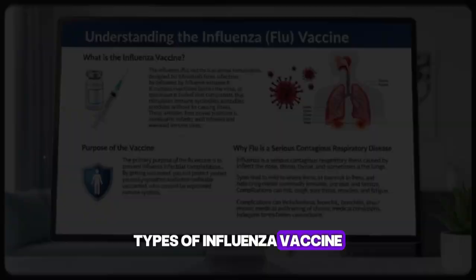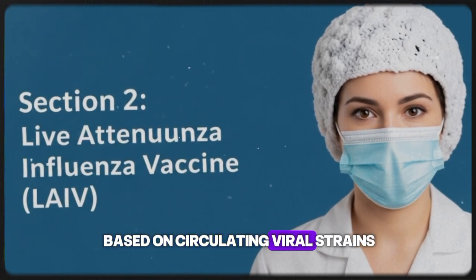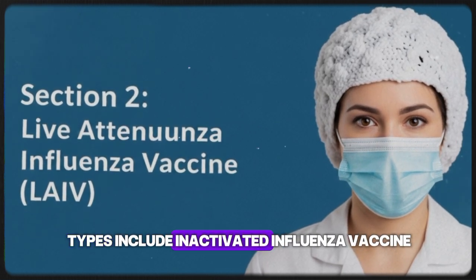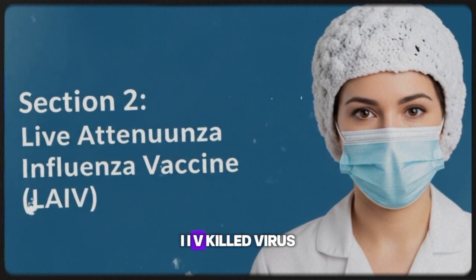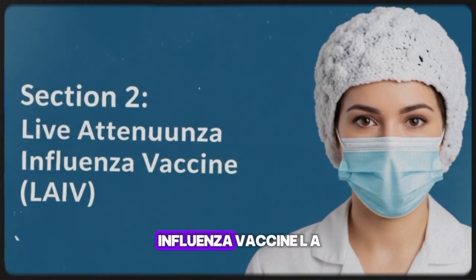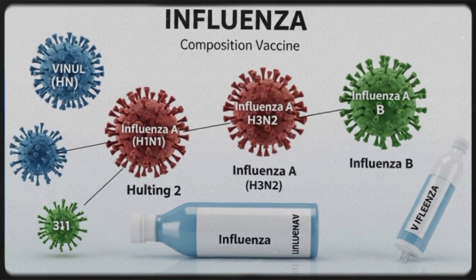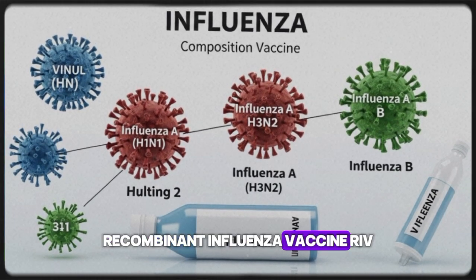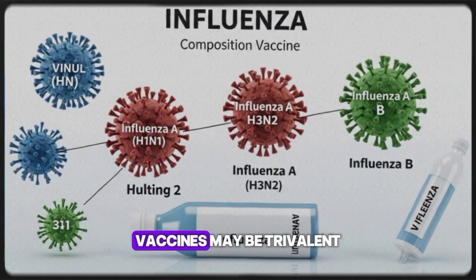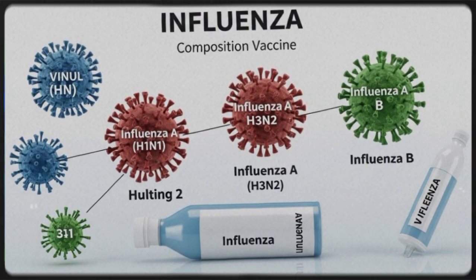Types of influenza vaccine. Influenza vaccines are prepared based on circulating viral strains each year. The main types include: Inactivated influenza vaccine, IIV, killed virus, most common. Live attenuated influenza vaccine, LAIV, weakened live virus, nasal spray. Recombinant influenza vaccine, RIV, produced using recombinant technology. Vaccines may be trivalent, 3 strains, or quadrivalent, 4 strains.